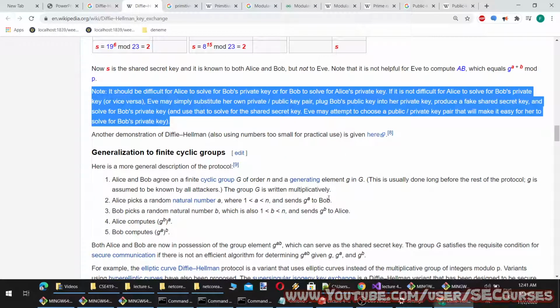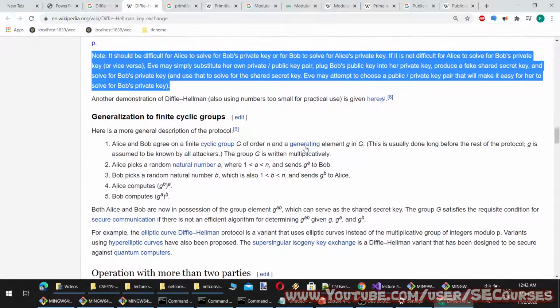Note, it should be difficult for Alice to solve for Bob's private key or for Bob to solve for Alice's private key. If it is not difficult, Eve may simply substitute her own private-public key pair, plug Bob's public key into her private key, produce a fake shared secret key, solve for Bob's private key, and use that to solve for the shared secret key. Eve may attempt to choose a public-private key pair that will make it easy for her to solve for Bob's private key.